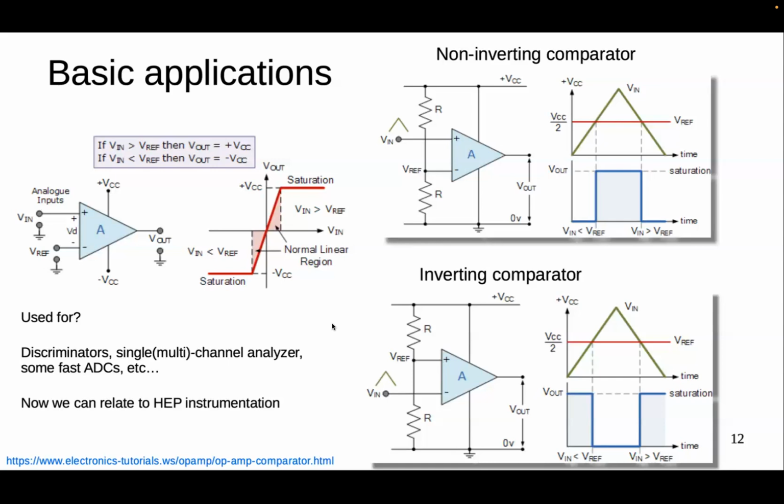So you see here already how op-amps are used for basic instrumentation in high energy physics, which is basically a discriminator. It's also used for single or multi-channel analyzers. We will see later how it is also used for fast ADCs, etc. So this is basic, but it is already something that we can see in real life, in everyday use equipment in physics.